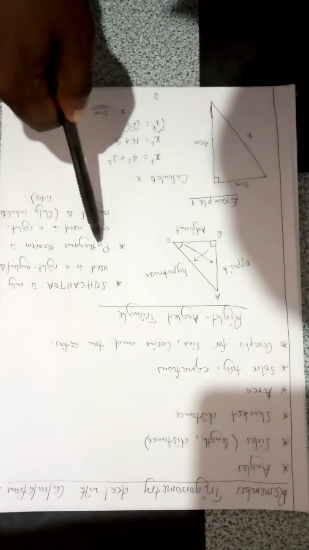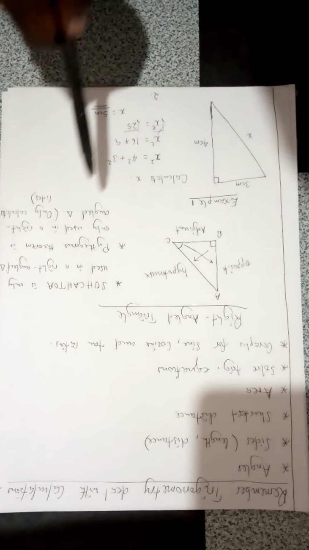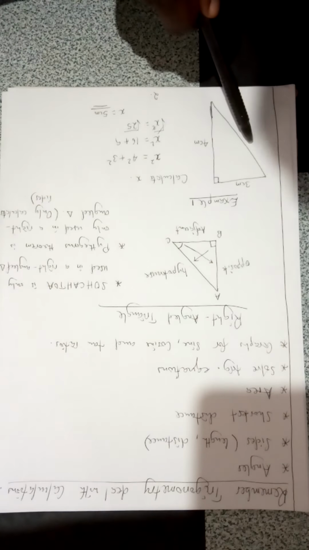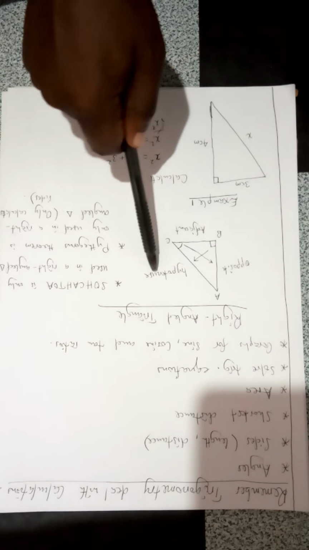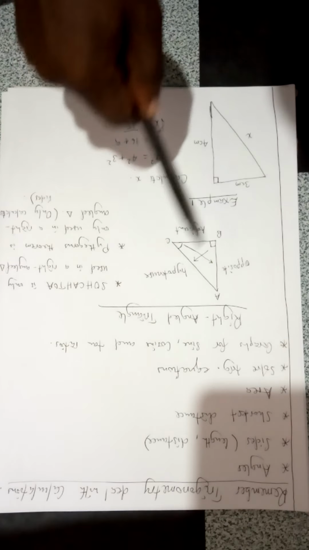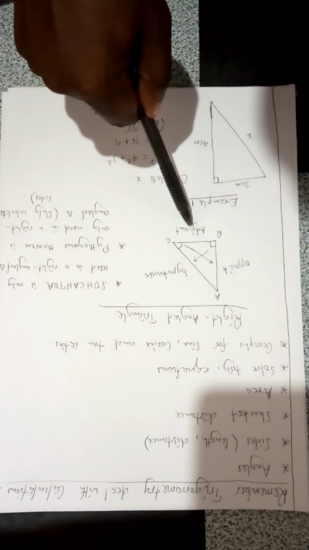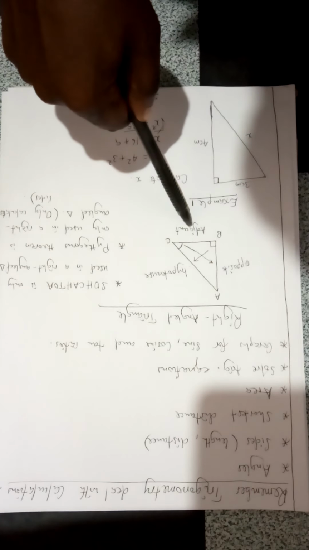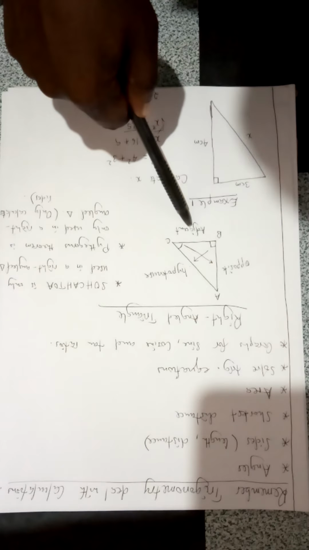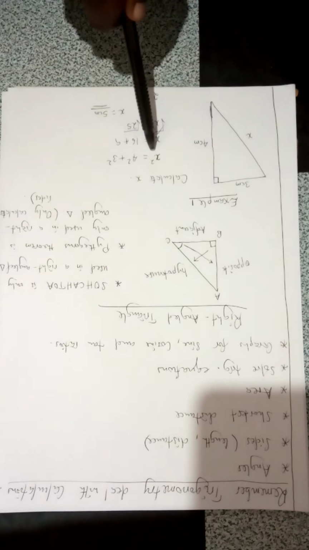How do we apply Pythagoras Theorem? If you are calculating for the longest side, that is the hypotenuse, you have to add the squares of the other two sides. But if you are calculating for either the opposite or adjacent, you need to subtract the squares of the other two sides. Here is an example.